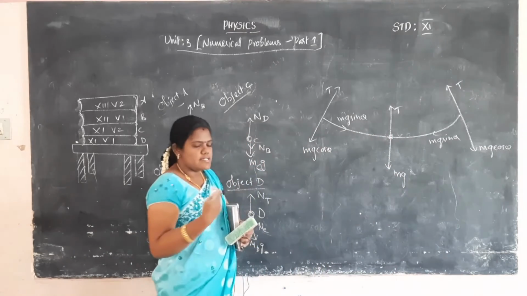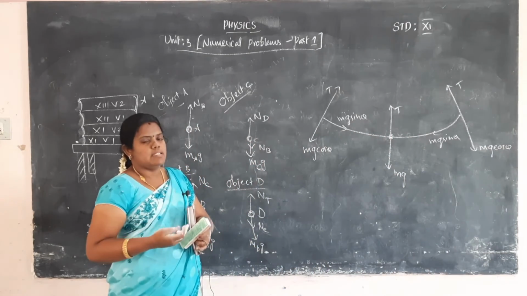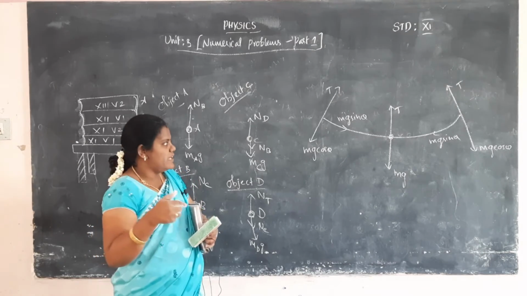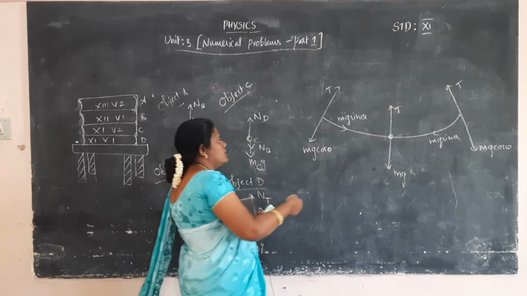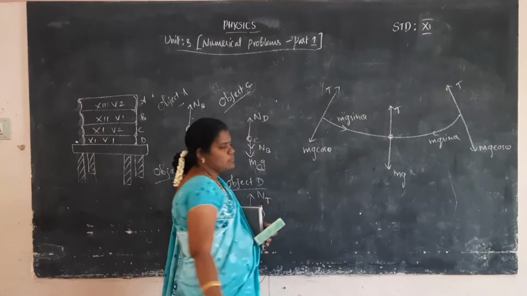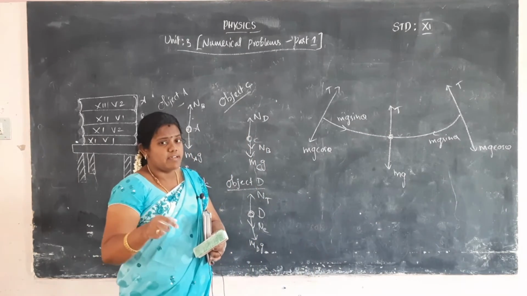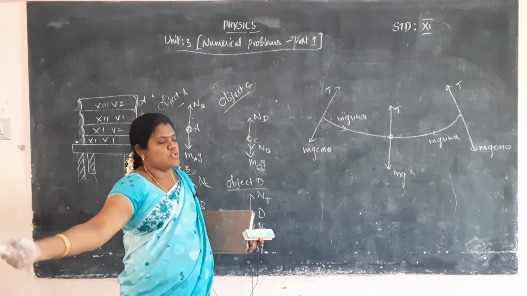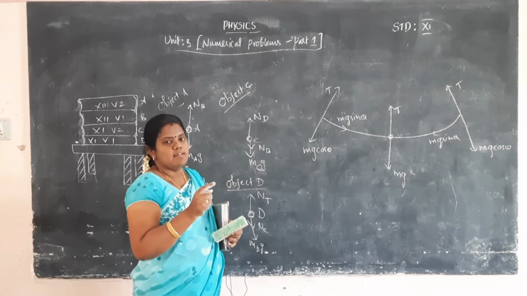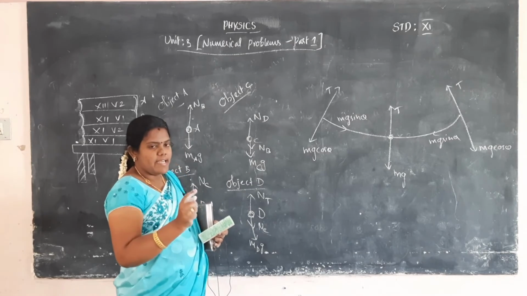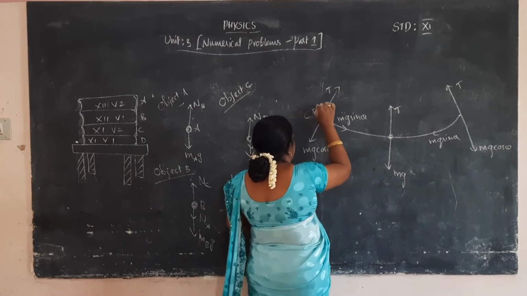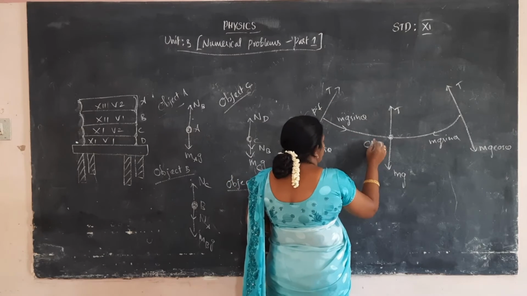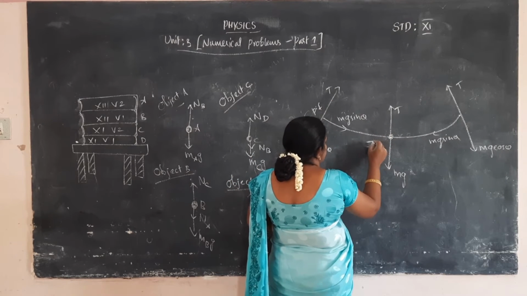But on the two sides, two forces act, that is the centripetal force. The centripetal force acts inward along the string. So centripetal acceleration is created on the two sides of the string. But at the center part, only the tangential force acts. So on the two sides the centripetal force acts, but in the center part only the tangential force is acting.